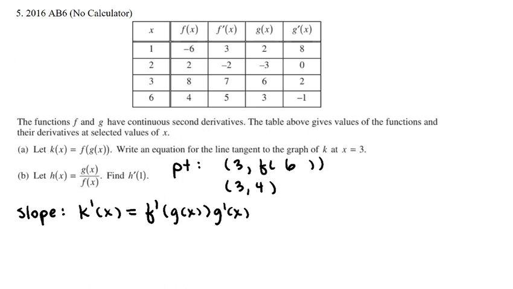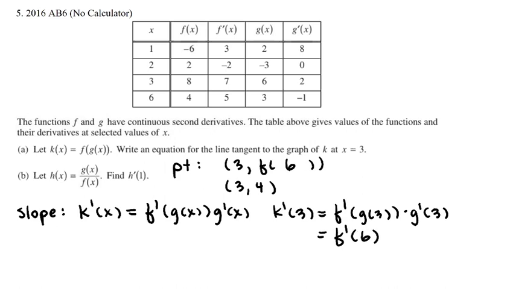Meaning that k prime of 3 is going to equal f prime of g of 3, which we already know is 6, because we looked it up the once, no sense looking it up twice, multiplied by g prime of 3. So that's f prime of 6, and then what's g prime of 3? I'm going to go to g prime, go down to 3, that's 2. So that's multiplied by 2. f prime of 6 is looking like 5. So it's 5 times 2, which is going to be 10.